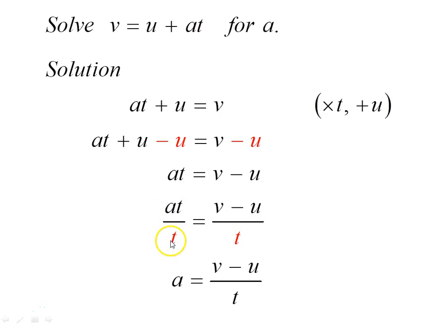The product at divided by t, well, this t and this t cancel out. t divided by t is 1, 1a. We just have a by itself. On the right-hand side, we have v minus u, all divided by t, if you like, there's brackets around there: v minus u, all of it, divided by t. So a is equal to v minus u over t.